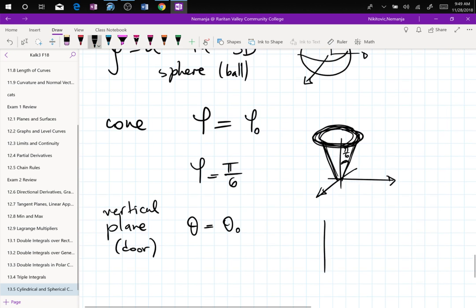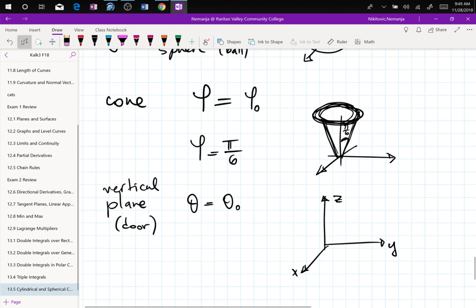Because think about it, right? If you have XYZ over here, and you know that your theta measures from here, so theta 0. If I draw this as a theta 0 and draw the plane, and then I can adjust theta, that's the door, right?